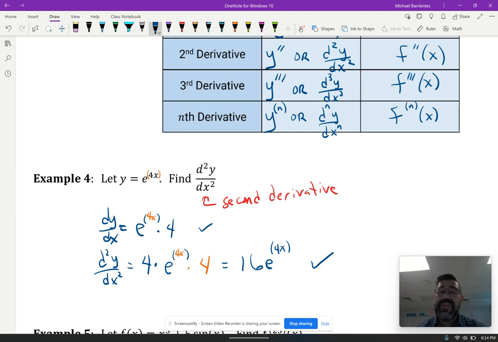We'll come back in the last video and finish up examples 5 and 6 to take us out of this unit 3.